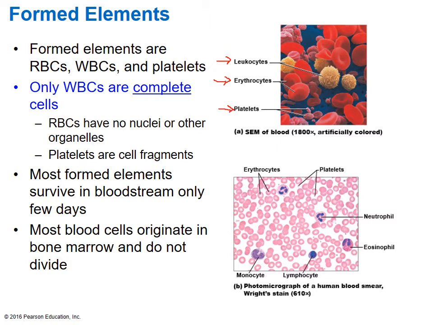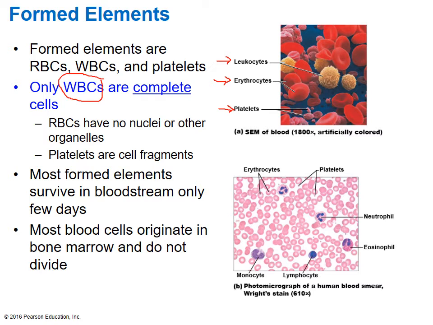Now, out of these three options, it turns out that our white blood cells are the only what we call complete cells. And the reason we call them a complete cell is because they will maintain their nucleus from the beginning to the end of their lifespan. Red blood cells will lose their nuclei as they become mature, as well as the majority of their organelles. Platelets are not really considered cells, they are more cell fragments.